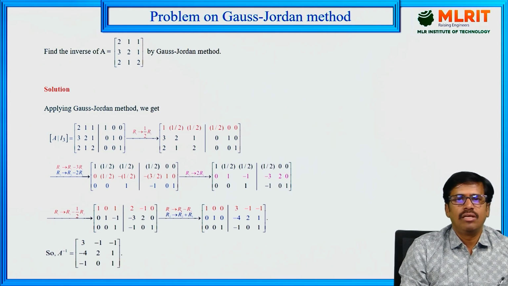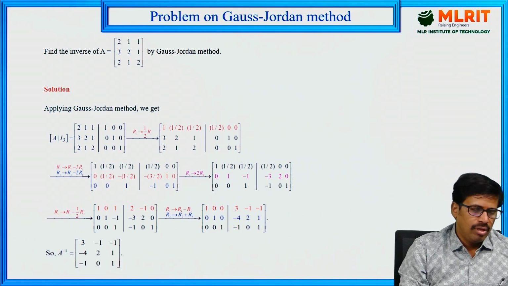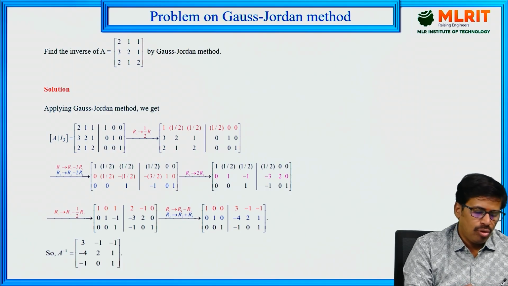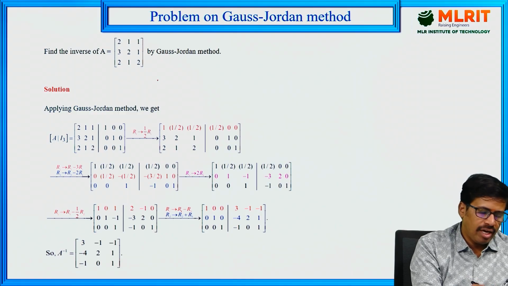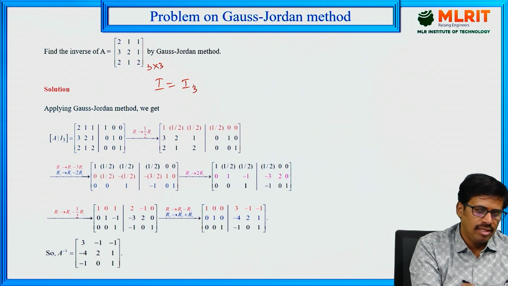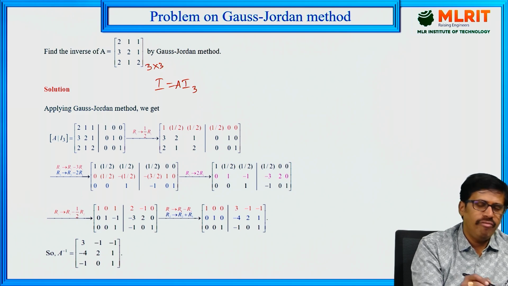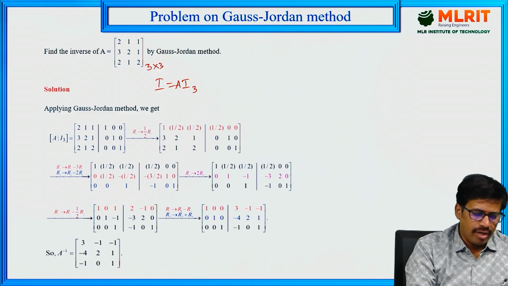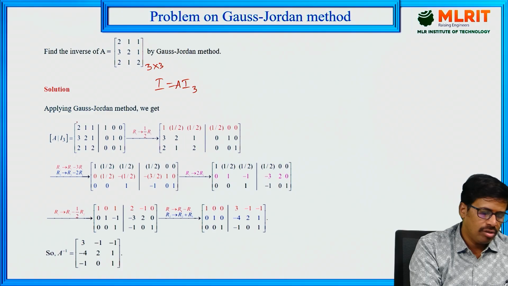Let us illustrate this with some example. Find the inverse of this matrix using Gauss-Jordan method. So to apply Gauss-Jordan method, first we can write A is equal to I. Here the dimension is 3 by 3, so we write it as A into I3, right? If it is 4 by 4 matrix, we write it as A into I4, right? So using these operations, first row, I want this element should be 1.